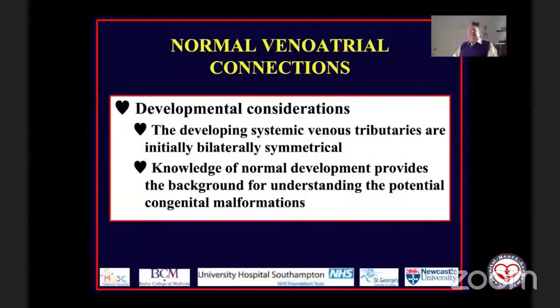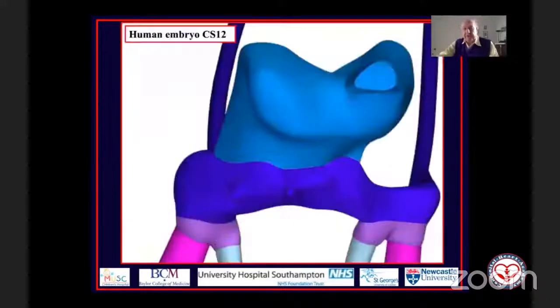So now we've looked at normal anatomy. What we're going to try to do during these presentations is relate that to what we now know about development. What I'm going to emphasize here is that to understand abnormal veno-atrial connections, we need to appreciate that initially the systemic venous tributaries themselves are bilaterally symmetrical. And I'm going to show you that knowledge of that development provides the background for understanding all the anomalies we're going to be discussing in what remains of this particular session.